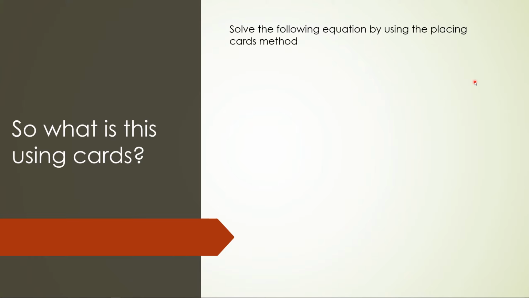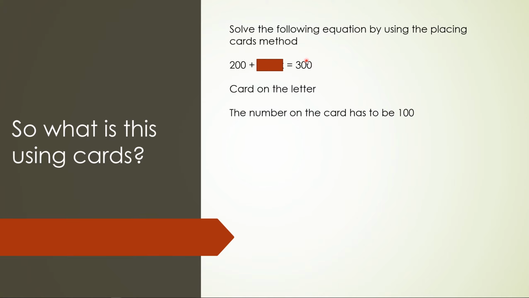Let's take an example. Solve the following equation by using the placing cards method. 200 plus 25 times k equals 300. We remember, always place the card on the letter. 200 plus something equals 300. Well, I know that. It's 100. The number on the card has to be 100, so we fill it in.